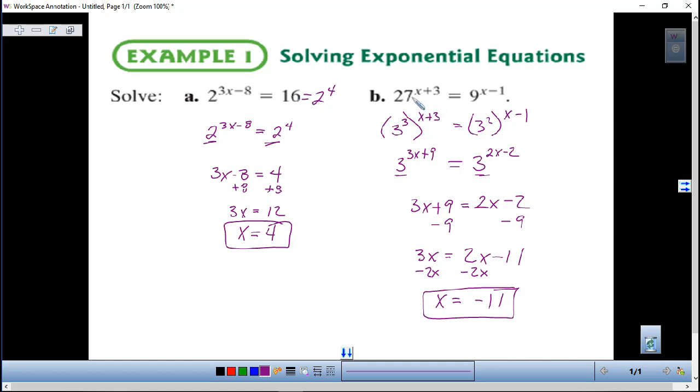Alright, and you can go up here and check as well. Negative 11 plus 3 is going to end up giving you what? Negative 8. So 27 to the negative 8 power is equal to 9 to the negative 11 minus 1. So 9 to the negative 12 power. Sorry, negative 12. Is that right? Yeah, negative 12.